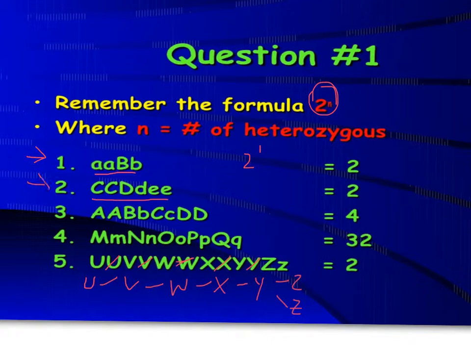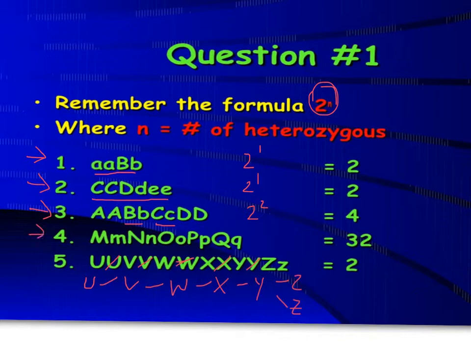On number 2, we look at this and we have just one set of heterozygous, the D's. So again, we would take that 2 raised to the first power, and we would have 2 possible gametes, C, big D, E, and C, little d, E. Now on 3, we look at this, and we'll notice that we have the B's and we have the C's. So this time, we will take 2 raised to the second power, and that would be 4 possible gametes.